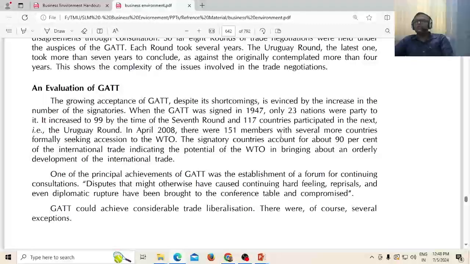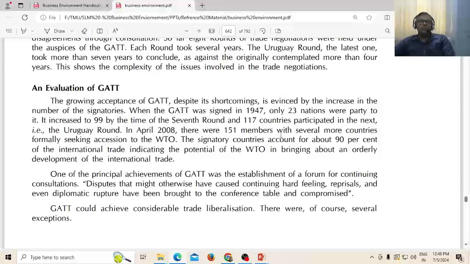An evaluation of the GATT. The growing acceptance of the GATT, despite its shortcomings, is evidenced by the increase in the number of signatories. When the GATT was signed in 1947, only 23 nations were part of it, which increased to 99 by the time of the seventh round, and 117 countries participated in the next one. That is the Uruguay Round.